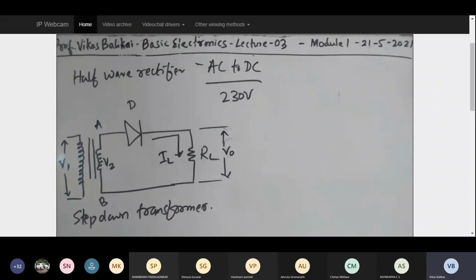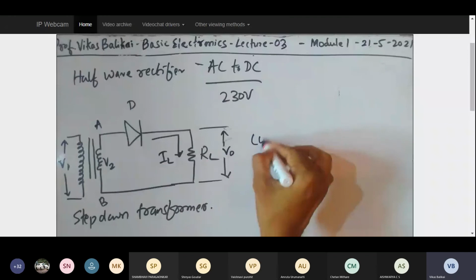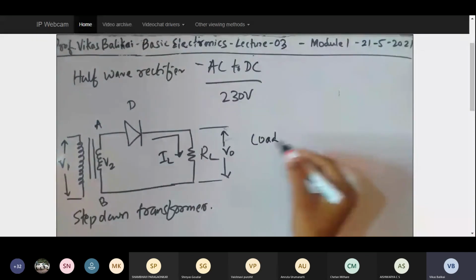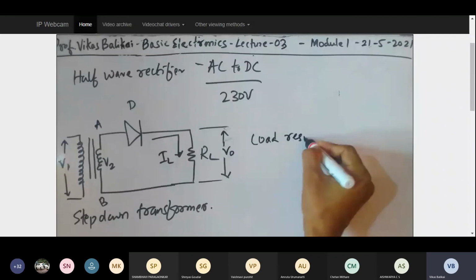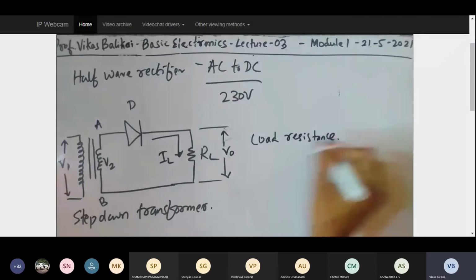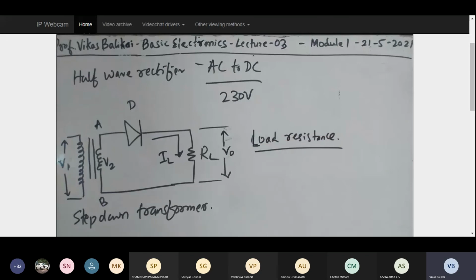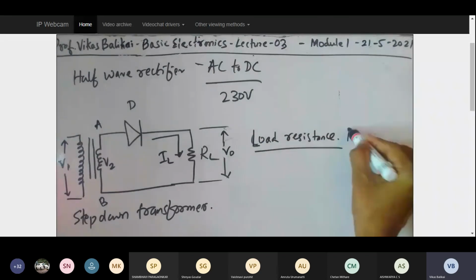Okay, so this is the reason why I'm using the step down transformer, just to ensure that the voltage is stepped down. Now RL is my load resistance. I just want to give you one small concept with respect to load resistance. We often come across this particular term, load resistance. Basically, load resistance or RL is that particular entity.